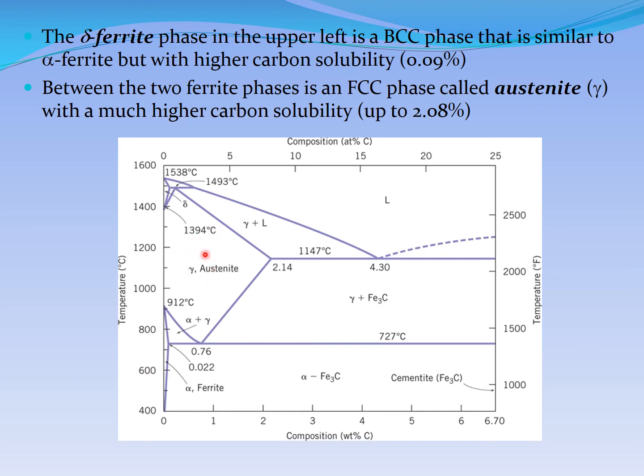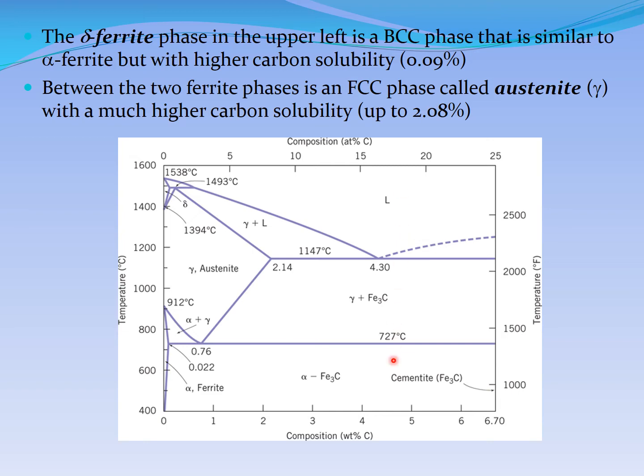So this is the FCC phase. As I told you, alpha is a BCC phase, delta is a BCC phase, and this gamma or austenite is the FCC phase. And it is from here onwards until 2.14, right? Until 2.14 and so on. So there are different things here in the iron carbide diagram. On the extreme left, we have delta, we have gamma, we have alpha. On the extreme right, we have cementite.